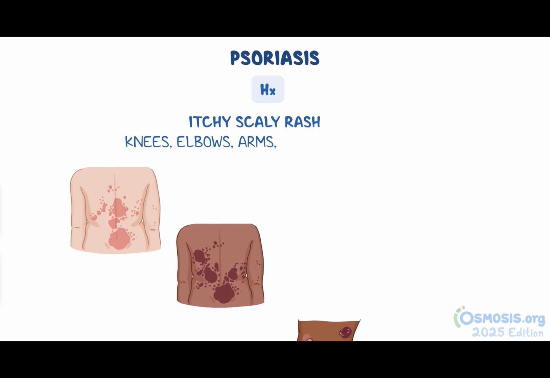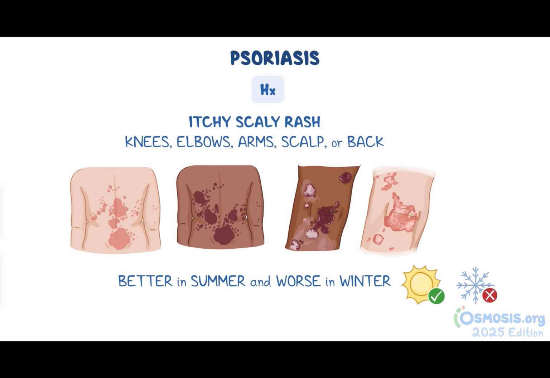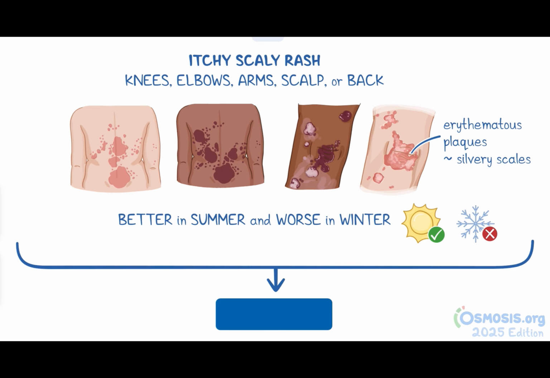Last up is psoriasis. These patients will report an itchy, scaly rash on the knees, elbows, arms, scalp, or back. The rash tends to be better in the summer and worse in the winter. Physical exam reveals erythematous plaques covered with silvery scales over extensor surfaces. With these findings, diagnose psoriasis.